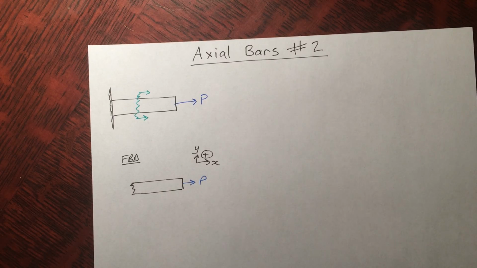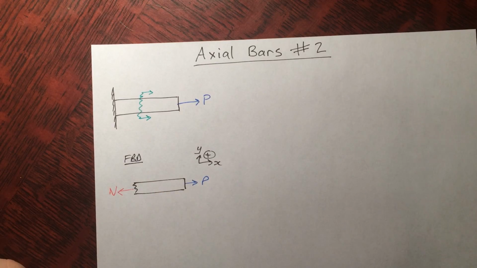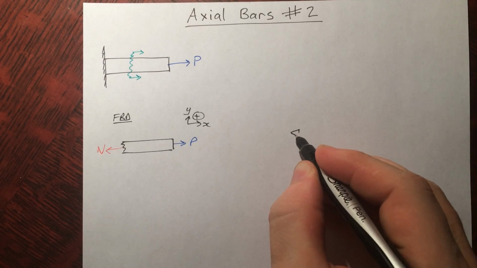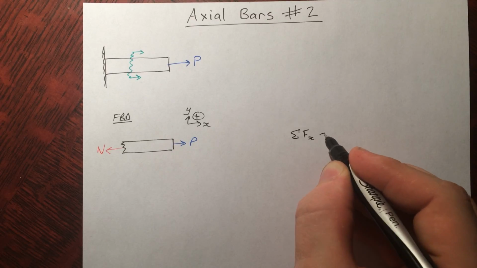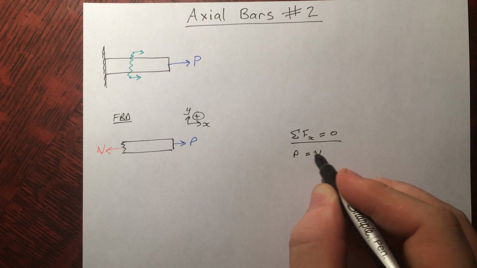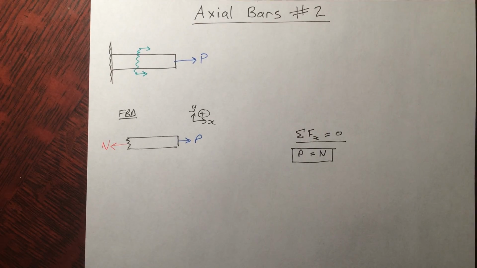And now we have an internal reaction, N. Alright. This one's pretty straightforward. I think I've even done it before in a previous video. So we do the sum of all the forces in x equal to 0, and we find P is equal to N. Alright, there we go. Bang.